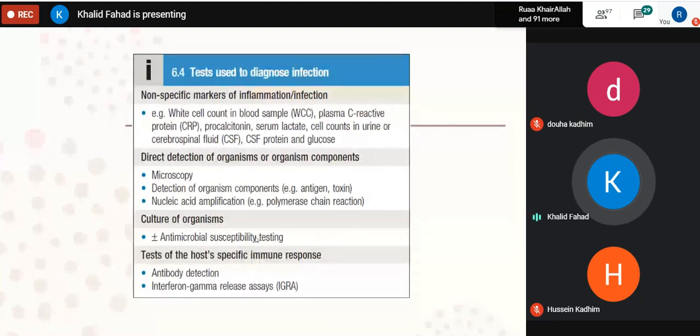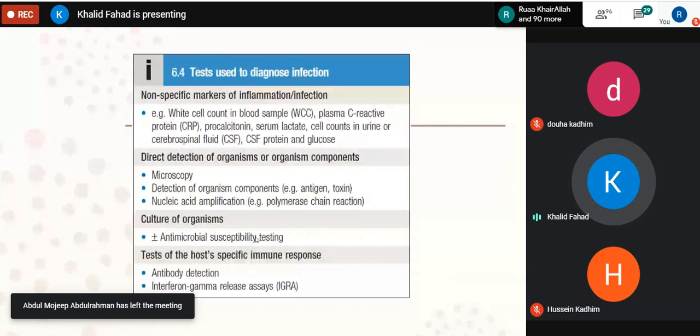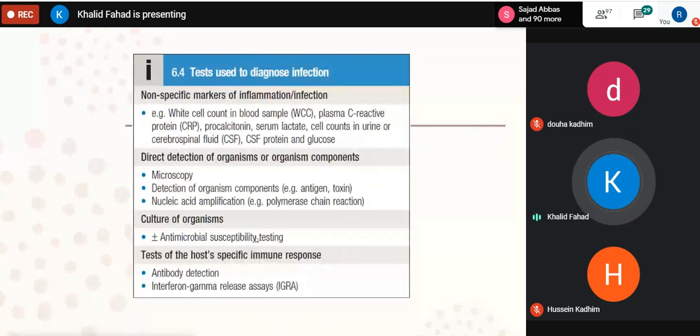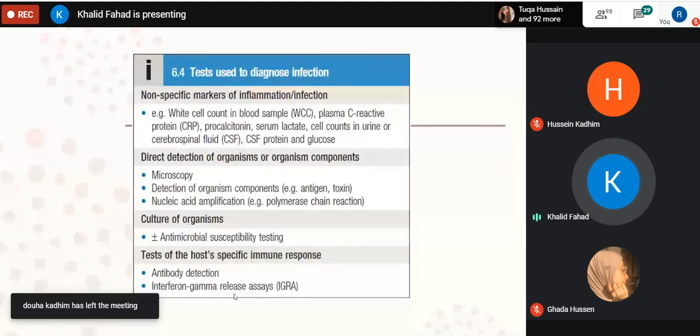Or by using another method, the interferon gamma release assay, for example, to detect latent infection with tuberculosis, which we call the IGRA test. It is based on the interferon released from the lymphocytes of the host in response to past infection with Mycobacterium tuberculosis. So we are not going to identify the organism, but we can identify the specific host immune response, because IGRA is specific for tuberculosis, but not for other types of bacteria, for example E. coli or Staphylococcus aureus. So IGRA is highly specific for tuberculosis.